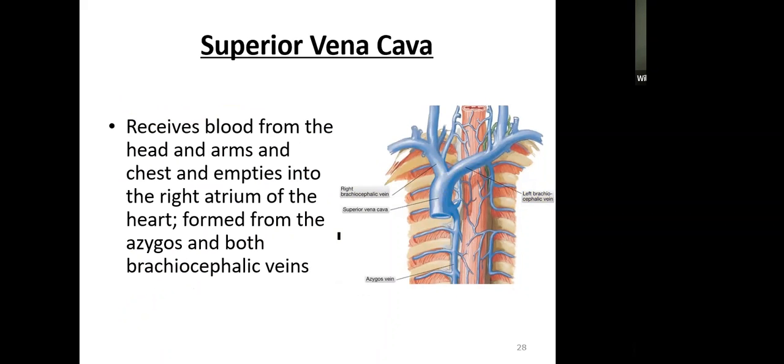So the superior vena cava itself receives blood from the head and arms and chest and empties into the right atrium of the heart. And it's formed from the azygos and both brachiocephalic veins. So that's what it's formed by, and that's what it's draining from.